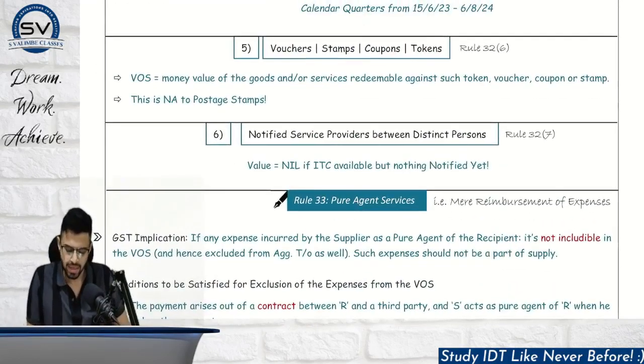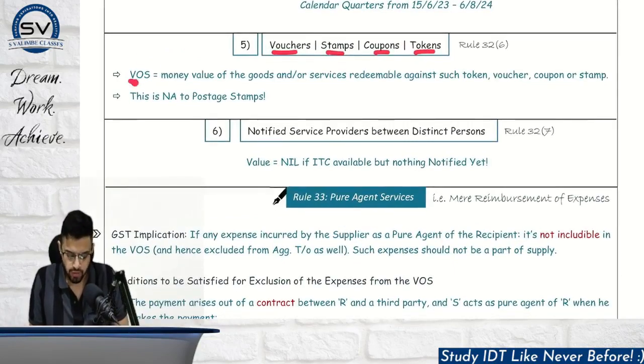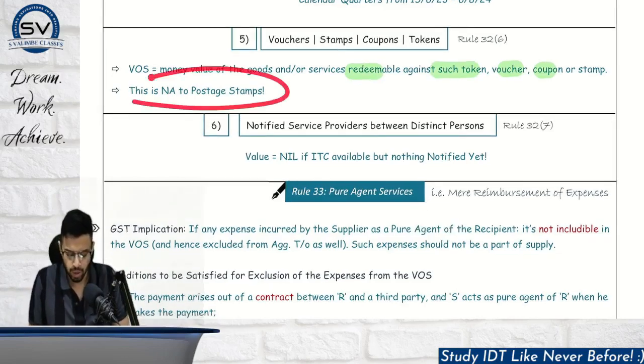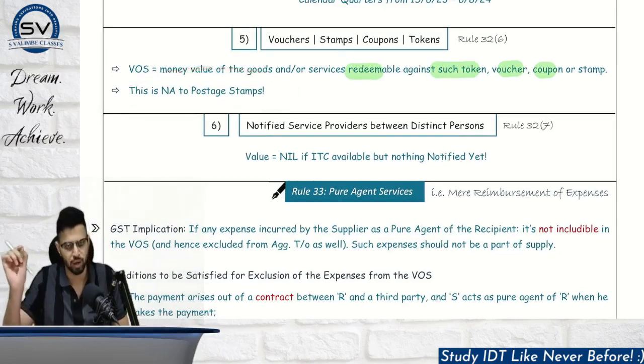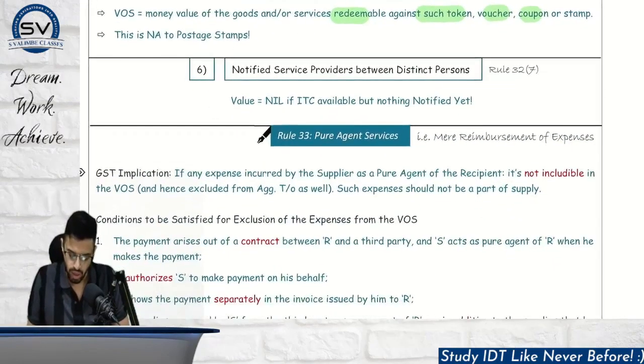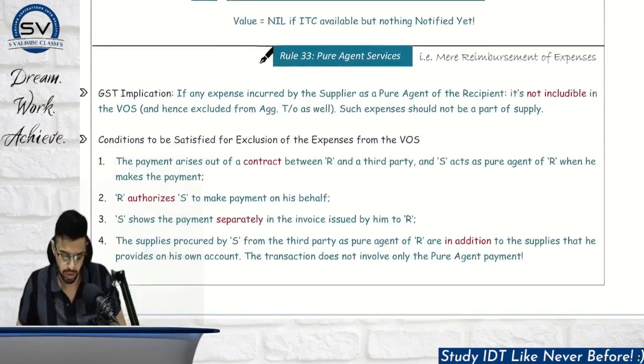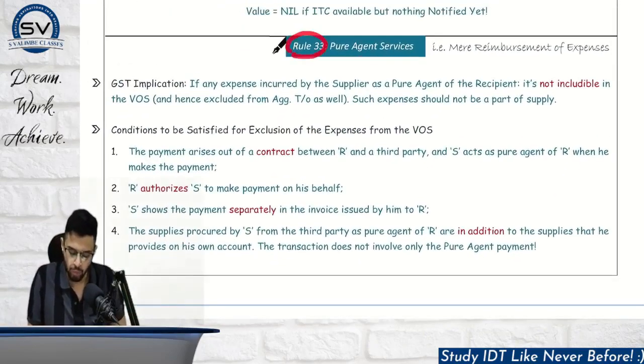Next is the concept of valuation in case of vouchers, stamps, coupons and tokens. The value of supply in such cases is the money value of the goods or services which are redeemable against such token, voucher, or coupon. So obviously if it's a coupon of, let's say, 100 rupees, then 100 rupees is the value of supply, but this is not applicable to postage stamps which come with their own value of 1 rupee, 2 rupee, whatever it is. Rule 32 sub-rule 7, you can ignore this because there is nothing notified with respect to this rule. Now comes our last topic of pure agent services.